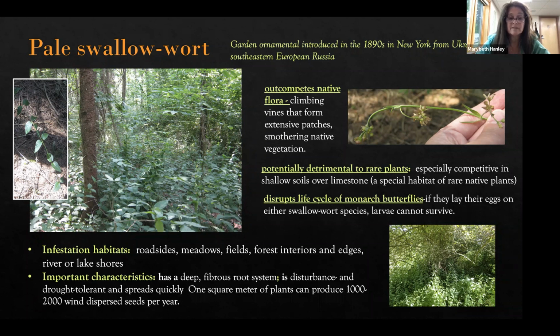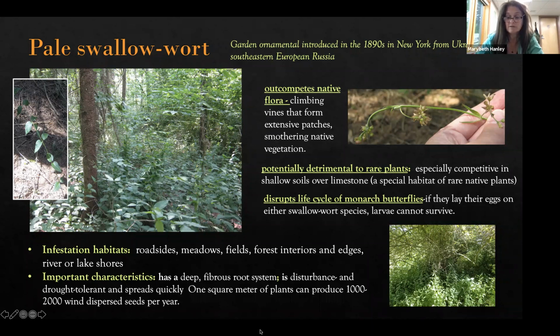It can tolerate disturbance, drought, and it also, unfortunately, likes shallow soils over limestone, which is a kind of special habitat where you can find a lot of rare species. And so that's another drawback. And one square meter of these plants can produce 1,000 to 2,000 wind dispersed seeds each year.